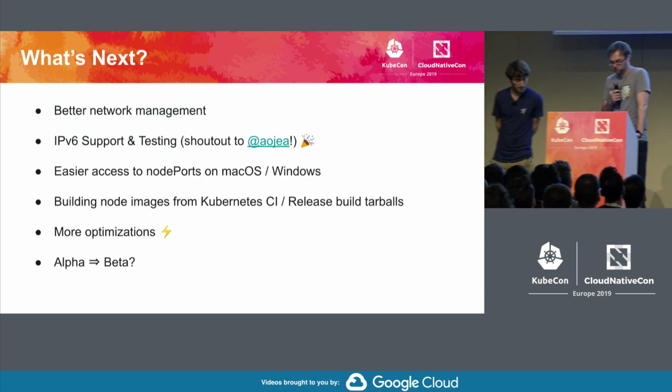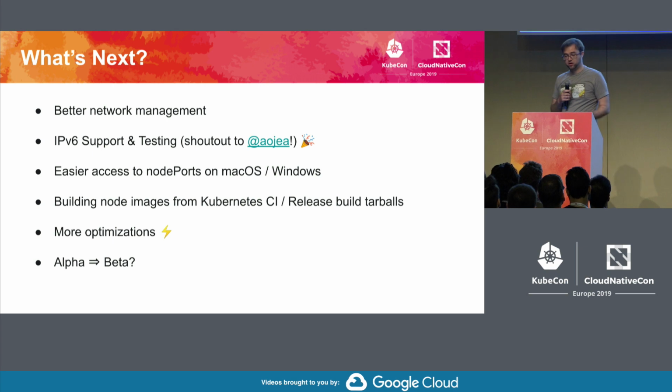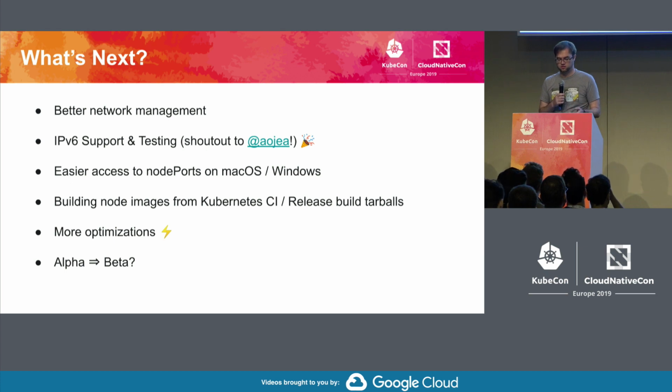So I'm going to talk about what's next. We're hoping to get better network management. We found that we want it to work perfectly everywhere, but one thing that is actually different for everyone is your local DNS on your host, and that gets picked up by Kind right now. We're figuring out what to do. We'd love to hear ideas.